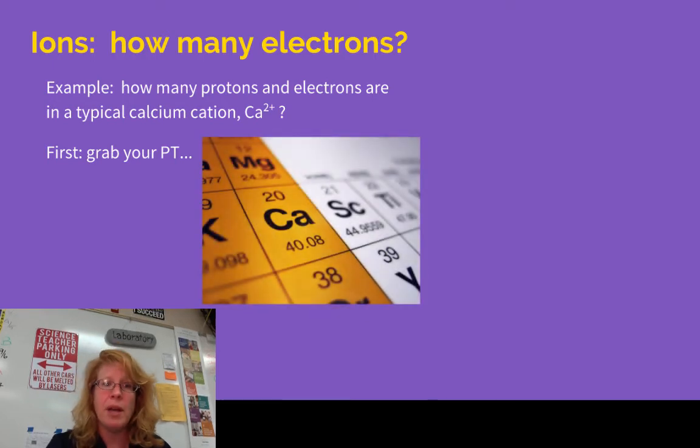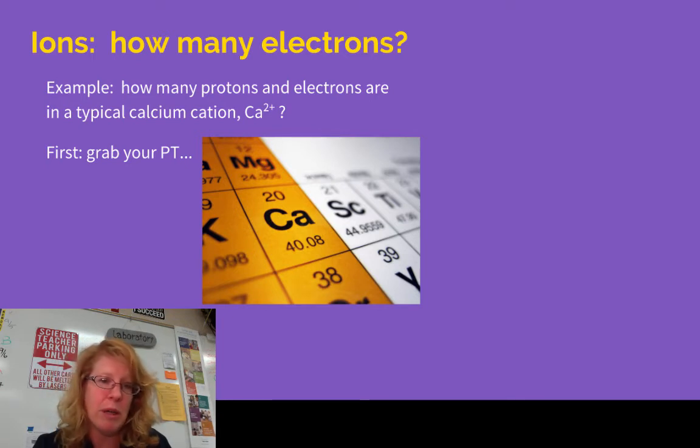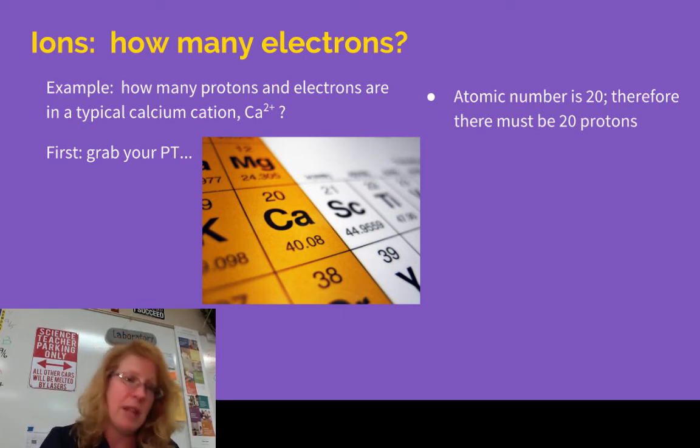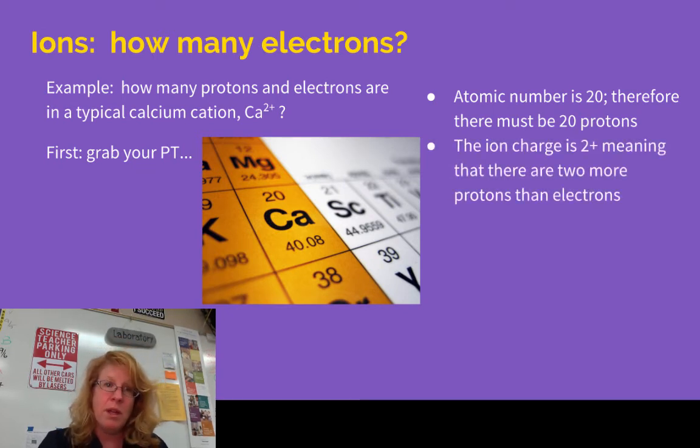So first of all, grab your periodic table. There it is. And you can see calcium right there. It's number 20. Actually happens to have an average mass of 40.08, but we're not using that here. So what does that tell us? Number 1, the atomic number is 20, therefore there's 20 protons. By definition, that number and protons have to be the same. That never changes.